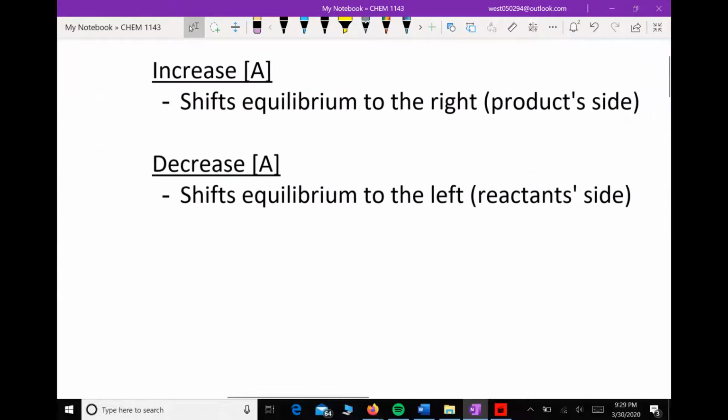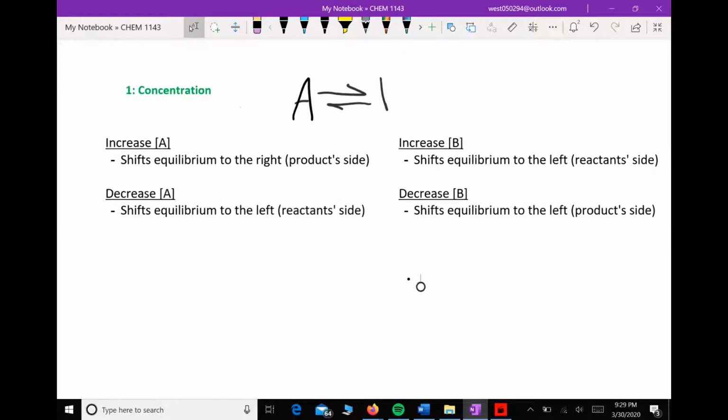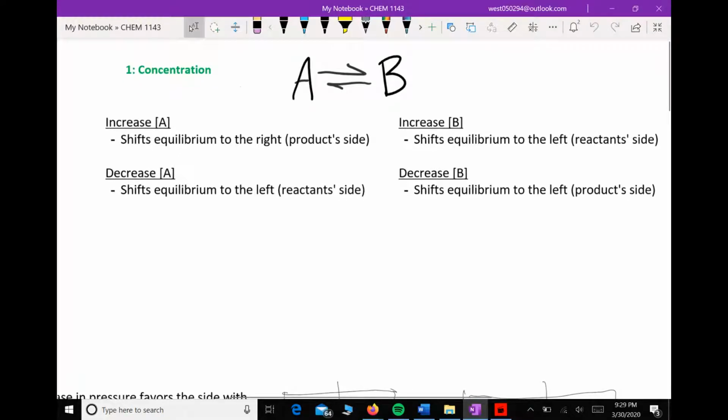Okay, the first example we're going to look at today will be a change in concentration. LeChatelier's principle states that if you increase the concentration of A, your equilibrium will shift more to the product side.